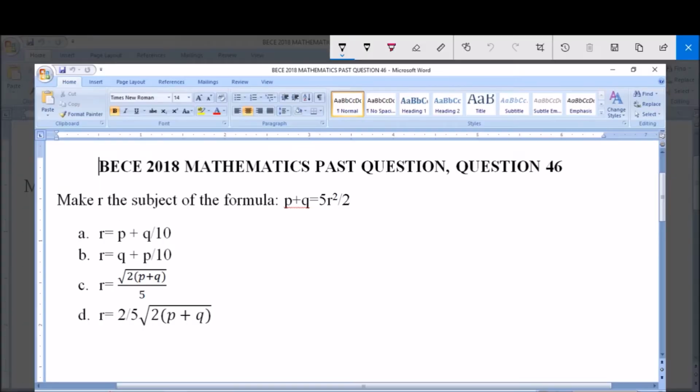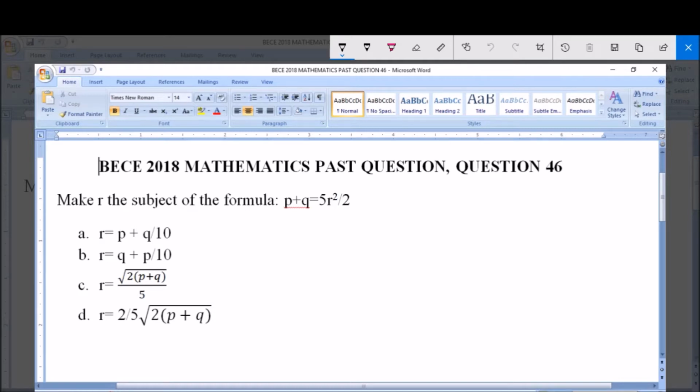Today we're going to be dealing with BECE 2018 Mathematics Past Question, question 46. Make R the subject of the formula P plus Q is equal to 5R squared all over 2. A. R is equal to P plus Q over 10. B. R is equal to Q plus P over 10. C. R is equal to square root of 2 into P plus Q all over 5. And D. R is equal to 2 all over 5 square root of 2 into P plus Q.